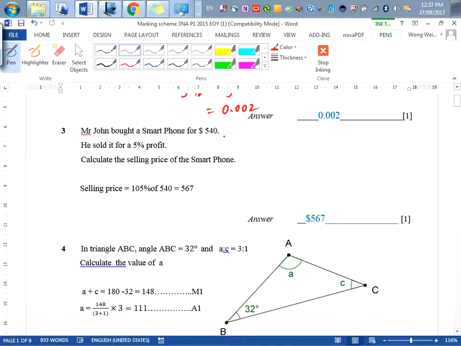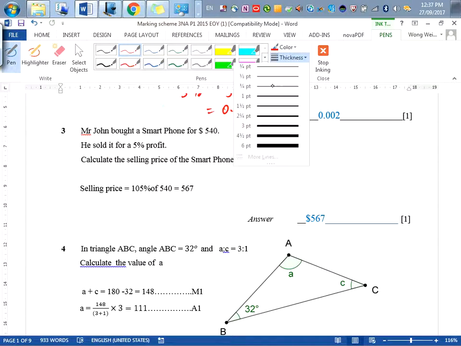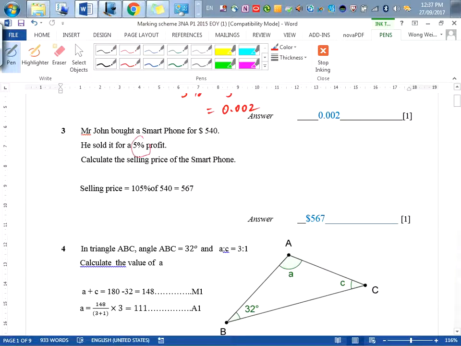He bought a smartphone for 540, sold it for 5% profit, calculate the selling price. This 5% over here, we need to identify is 5% of what? What are we comparing to? You must always know what the 100% is referring to. 5% profit, so the 100% would have been this 540.